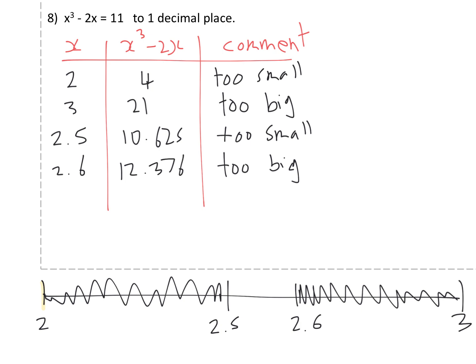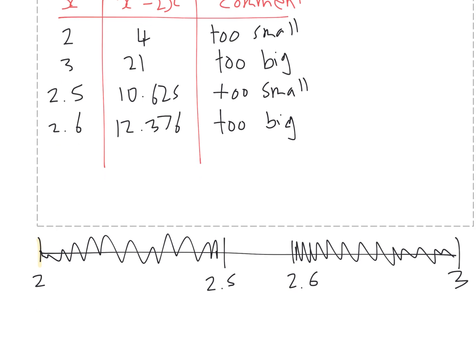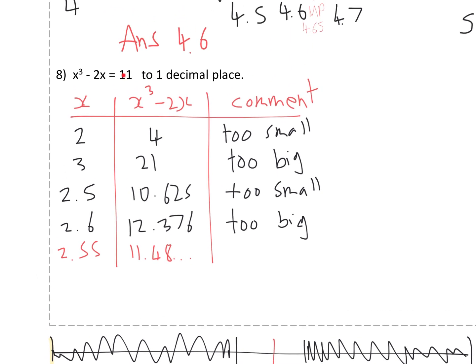Hopefully you can remember from the last example. The next thing we need to do is to look at the number right in between, the midpoint. The midpoint between 2.5 and 2.6 is 2.55. So look at 2.55. Put it in your calculator. 2.55 cubed minus 2 times 2.55, and we get 11.48. It goes on quite a while, but we don't need all of that. We were looking for 11, so it's too big.